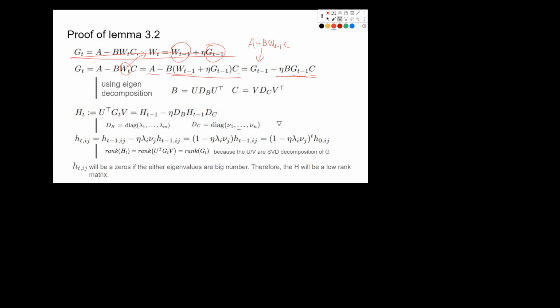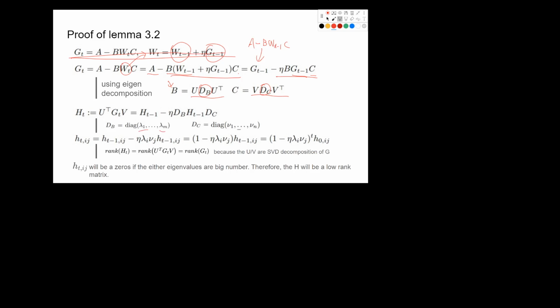Then since B and C are positive semi-definite, we can decompose them by using the eigendecomposition into this form. The DB and the DC are diagonal matrices whose values are the eigenvalues of B.